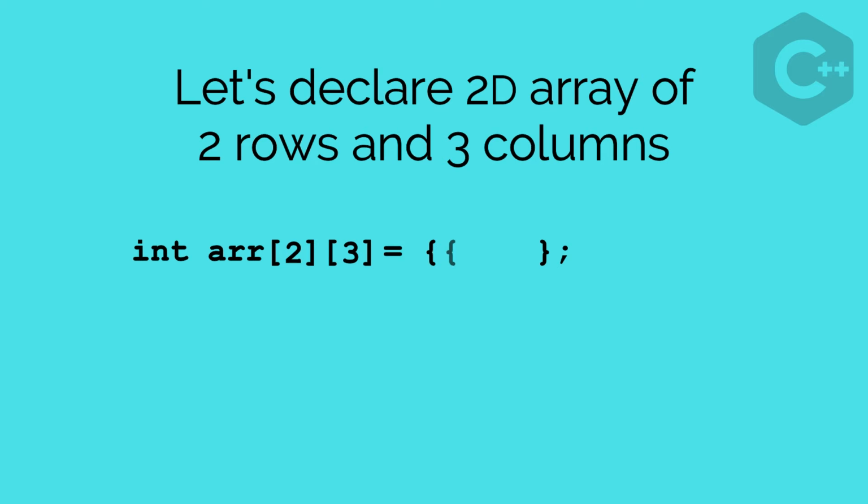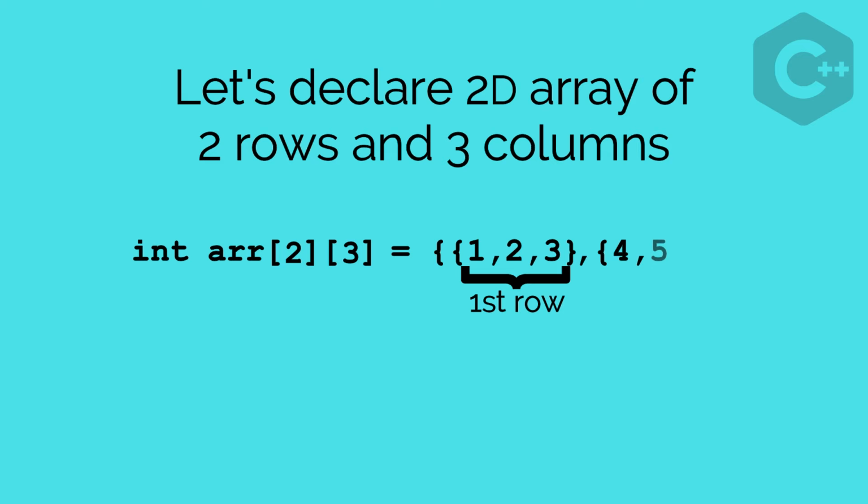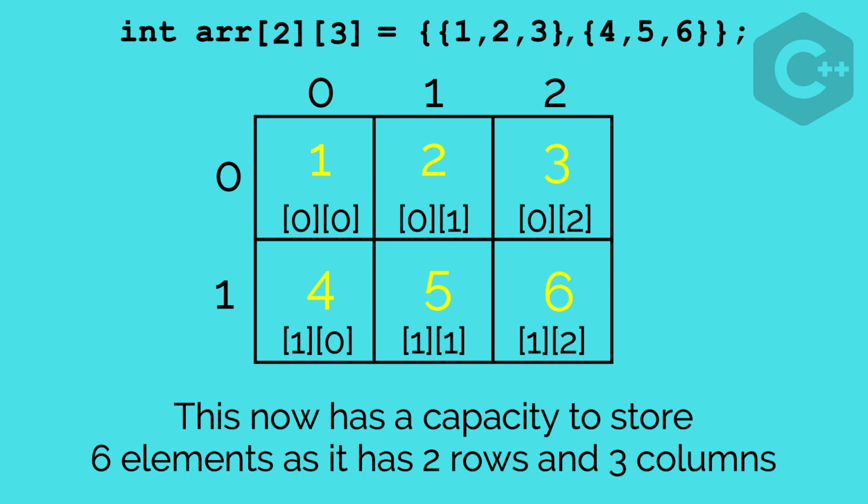Now when there are two rows, it will be two pairs of curly brackets inside a curly bracket. Now if I have to assign the values, I will say curly bracket open, 1, 2, 3, curly bracket closed. So I have the first row done. Then I will put a comma and start the second row, for which I'll again open a curly bracket, 4, 5, 6, and close the curly bracket for the second row, and once again close the curly bracket for the main array declaration. This now has a capacity to store 6 elements as it has 2 rows and 3 columns.